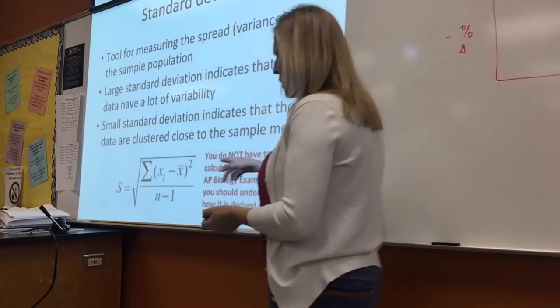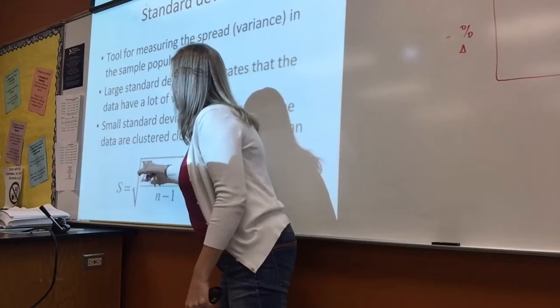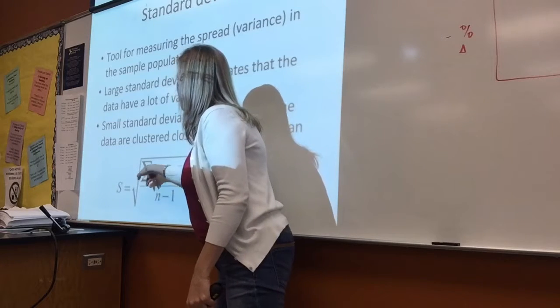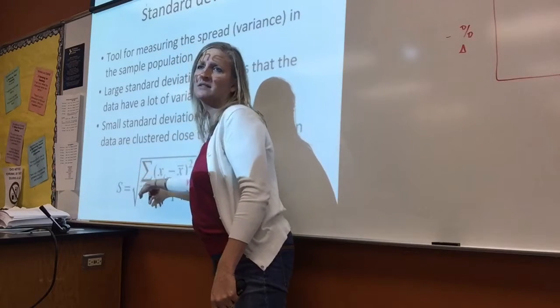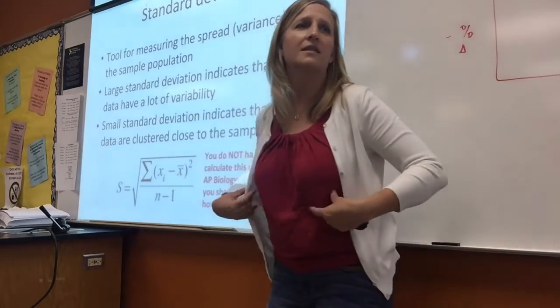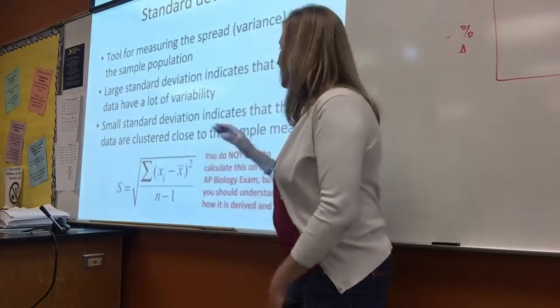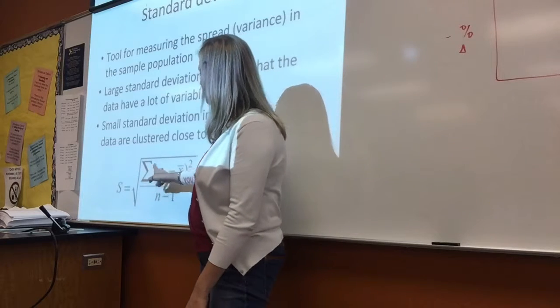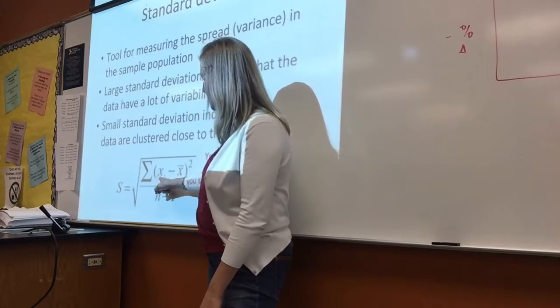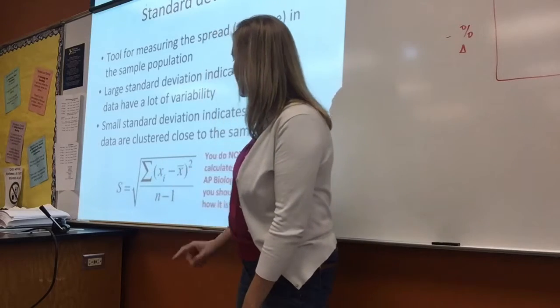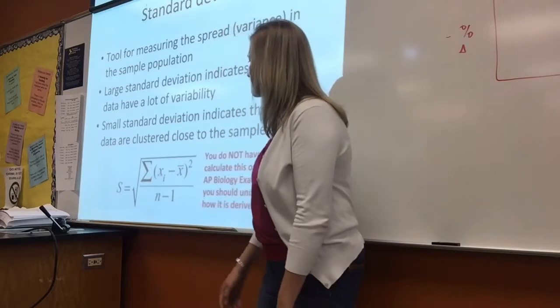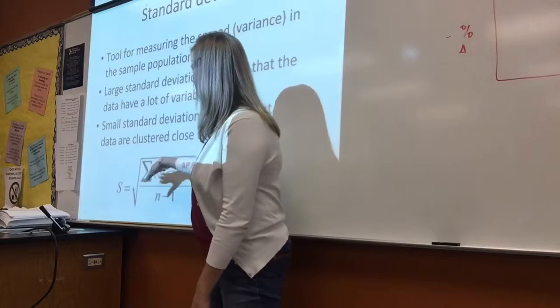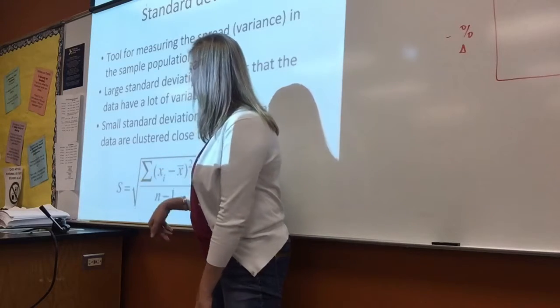So what is this equation, this big fancy thing right here? Anybody know what that means? Oh, it's just sigma, meaning you add it all together. That's right. It means the sum of. And so you have an individual data point. So let's say you have 8 data points. You take your individual data point minus the mean. X with a line over it means mean. You square it and add this up for every single data point you have.